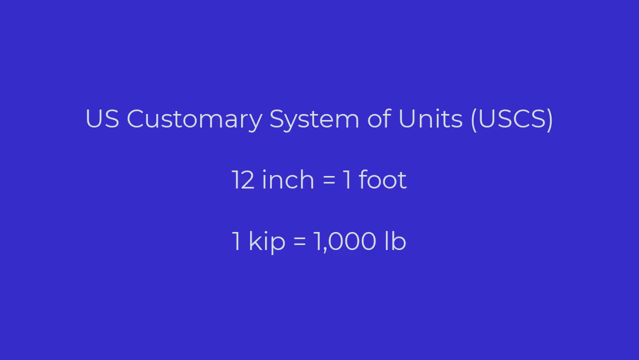It's also important to note that in the U.S. customary system of units, 12 inches is equal to 1 foot and 1 kip is equal to 1,000 pounds, as it is much more convenient to describe large forces with kips as opposed to pounds.